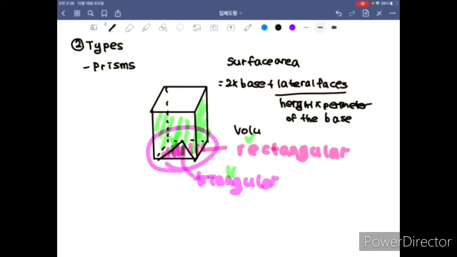So the volume is height times the area of the base. So this is the volume.